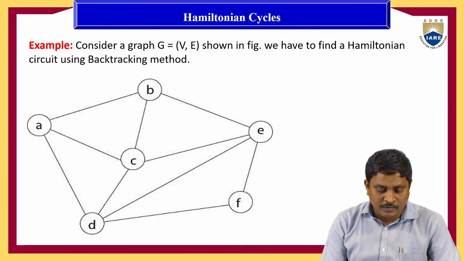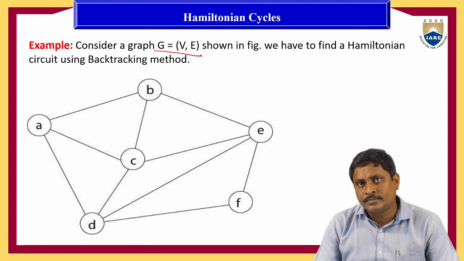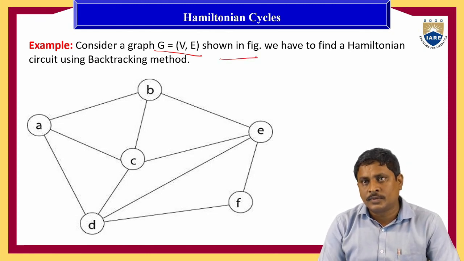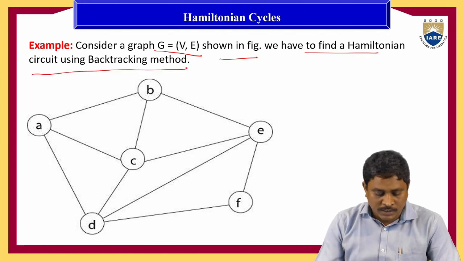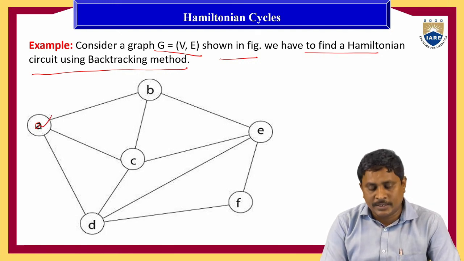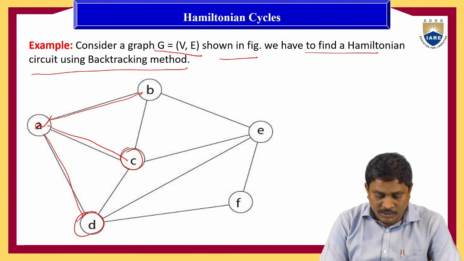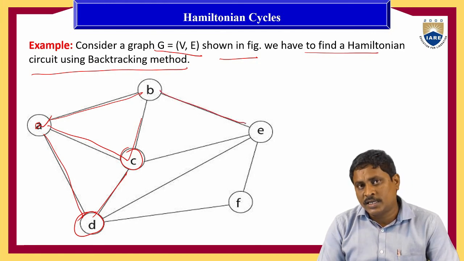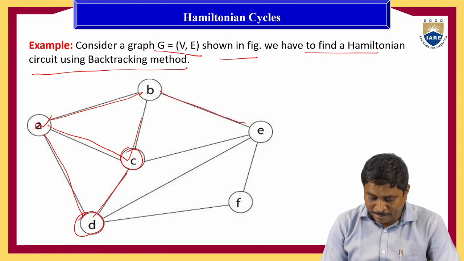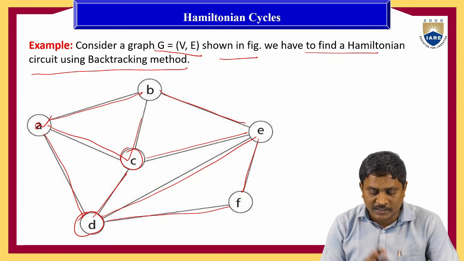Next, an example graph is given here. Consider graph G equal to (V, E) shown in the figure. We have to find the Hamiltonian circuit using the backtracking method. In this graph, A is the starting point, with edges A to B, A to C, A to D. Similarly, B to C, B to D, B to E, C to E, D to E, D to F, E to F. These paths are there. So this is the given graph.